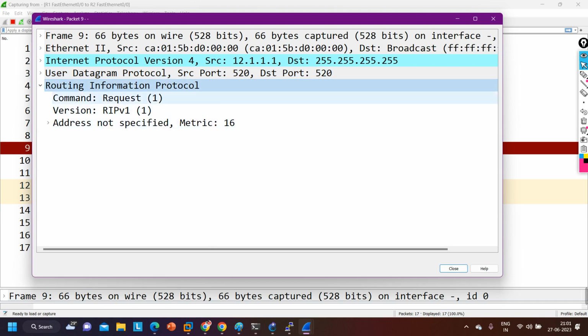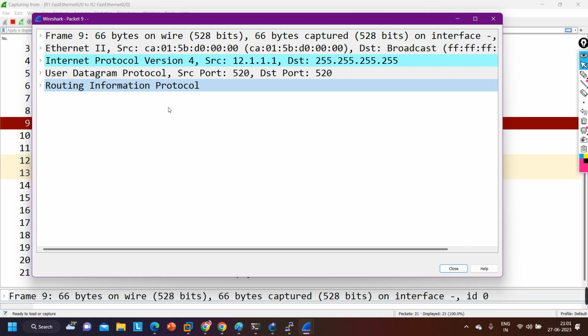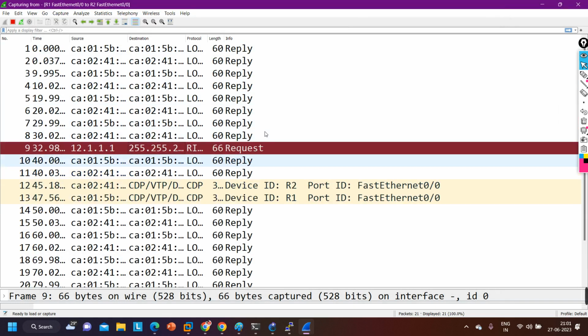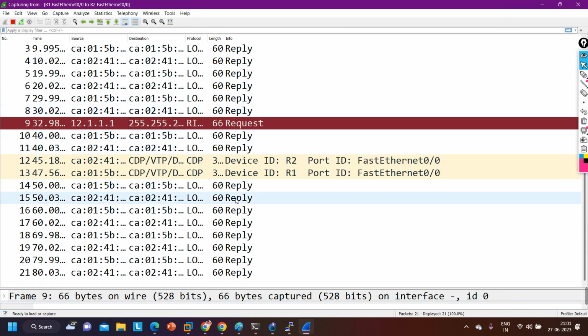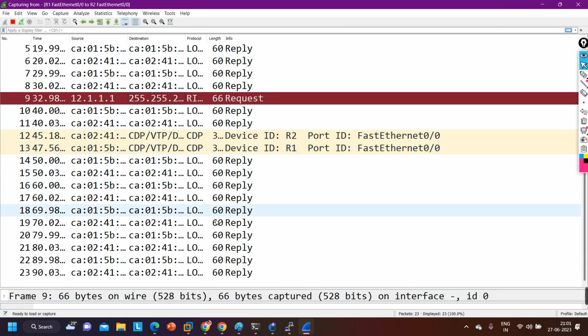And if you open this message in detail, see here, address not found. We don't have any address in the update message. So this is not the actual update message, guys. Done. After that, it is not sending any message. After 30 seconds, it will send the same message again. Got it?